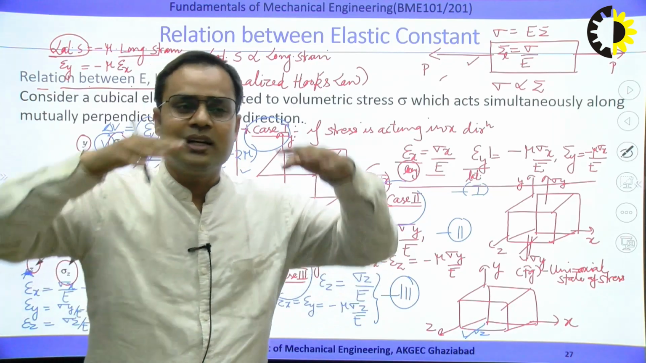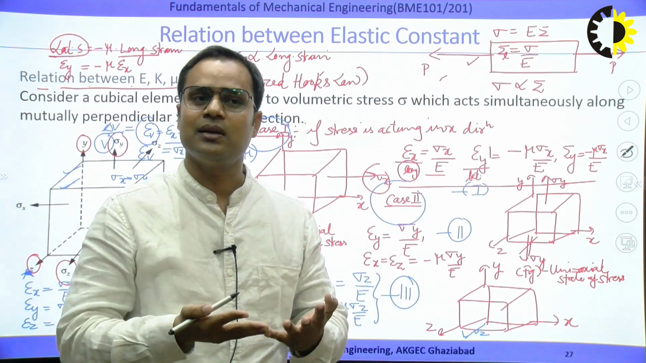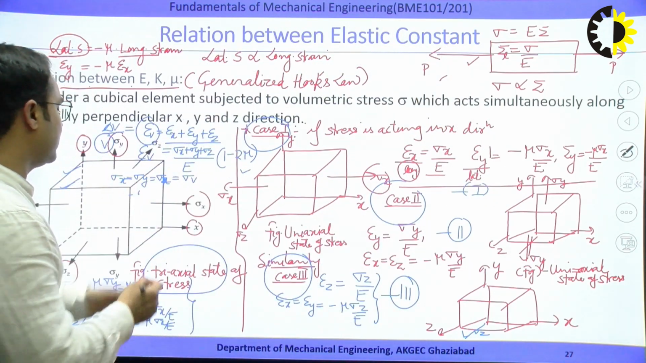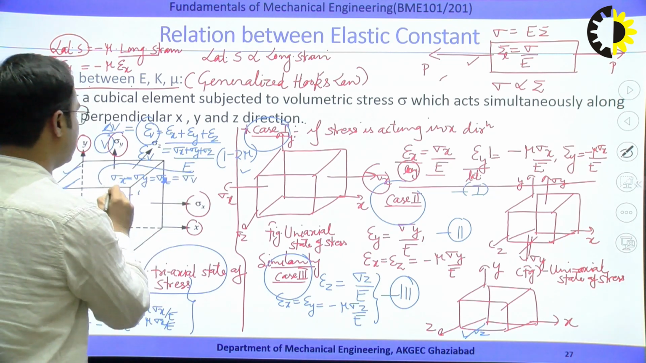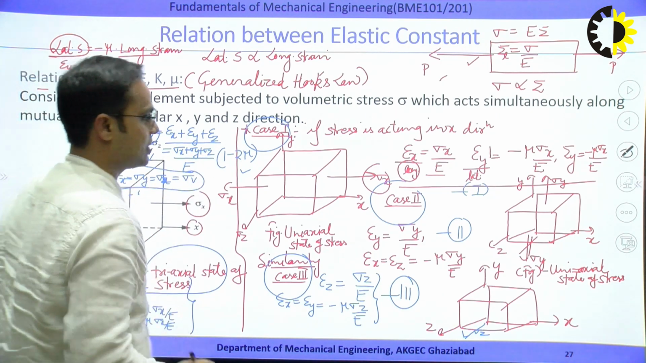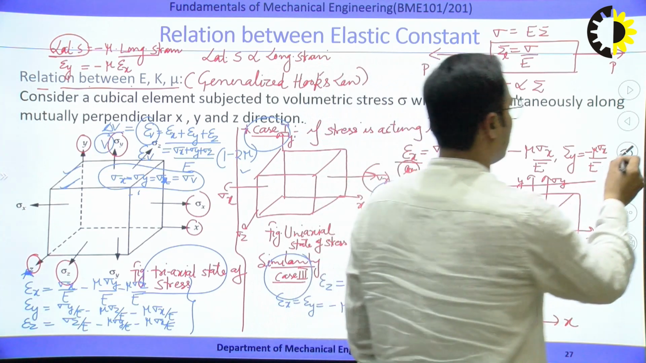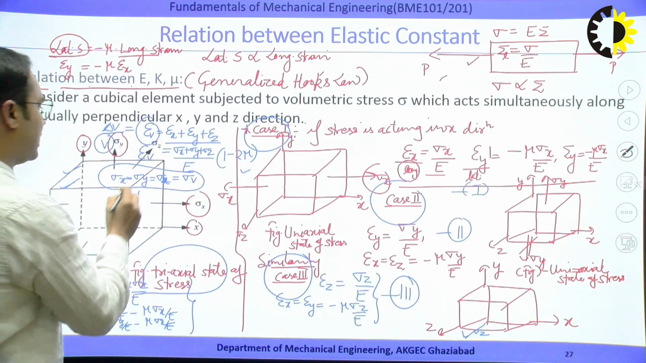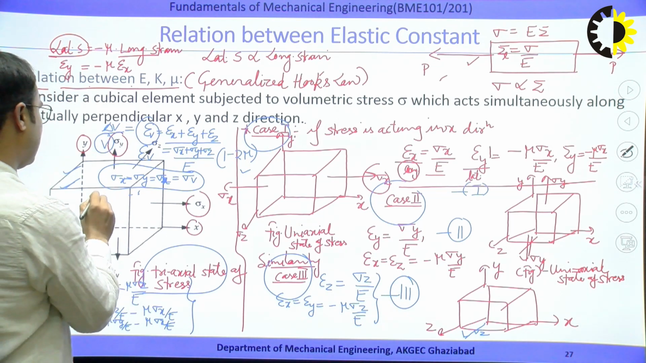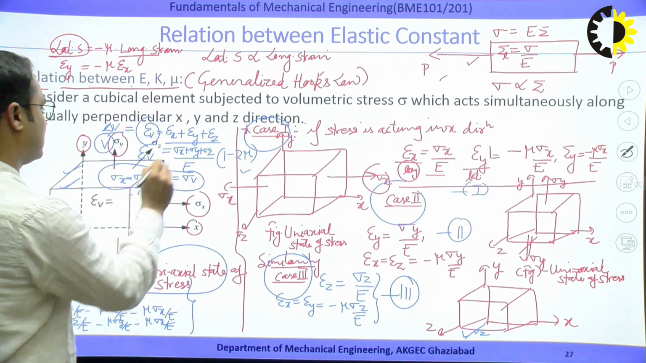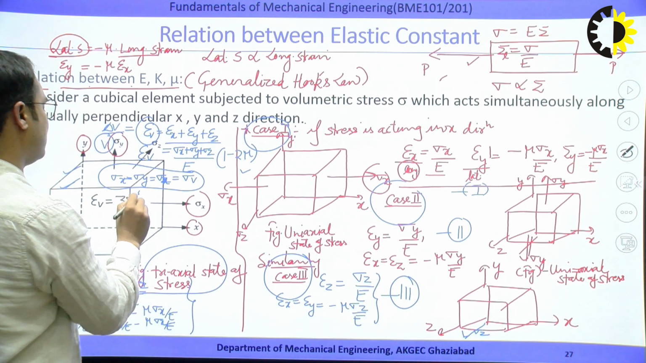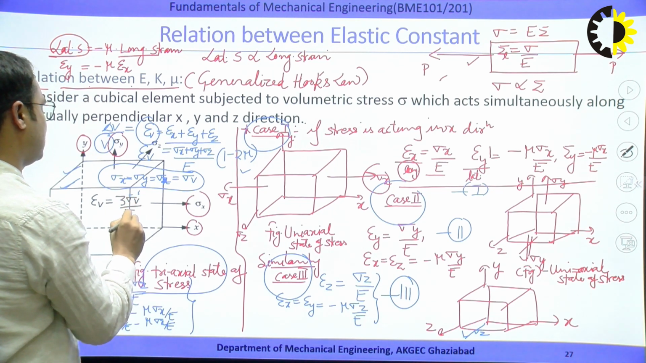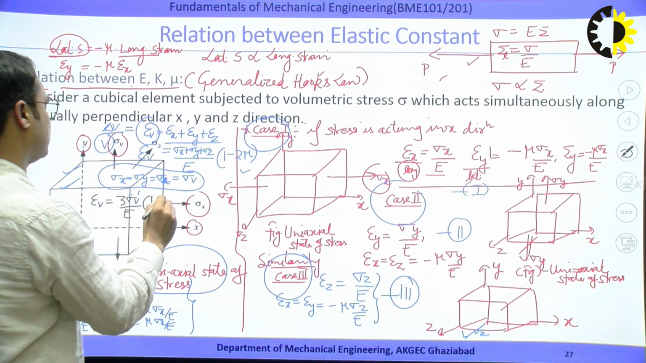What is the meaning of that? When the stress is the same in all three directions, the stress induced is known as the volumetric stress. So in case of volumetric stress, if I put it here, that will be epsilon b equal to 3 times sigma b over E, 1 minus 2 mu.